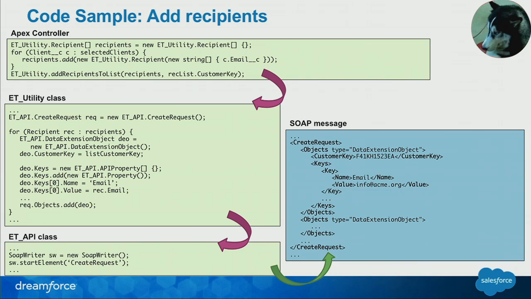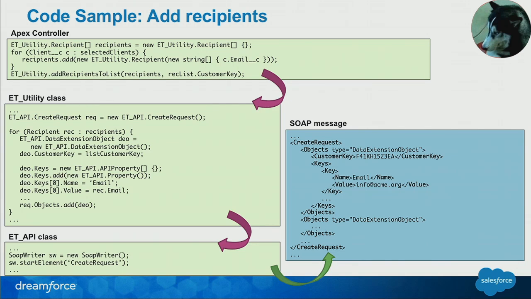All right. The way to link a row to the correct data extension is by using the same customer key. So in this case, we assign the same customer key to the data extension object as we did to the data extension. Then we define all the values for the columns using the keys list. It's just a list of name-value pairs. At the end, we again send it to the ET API class, and we get this SOAP message.